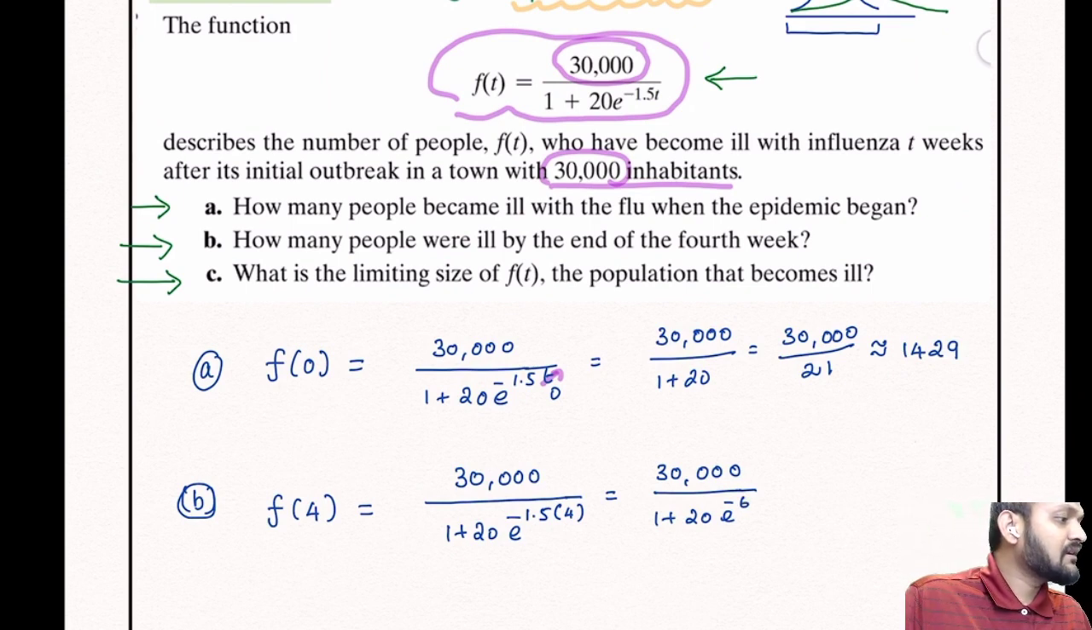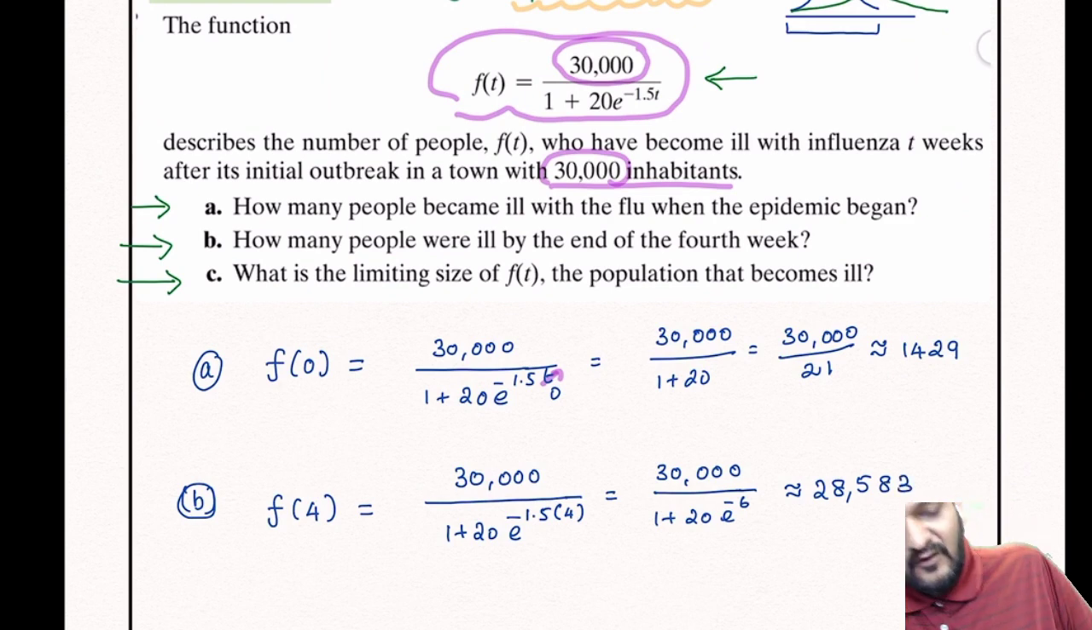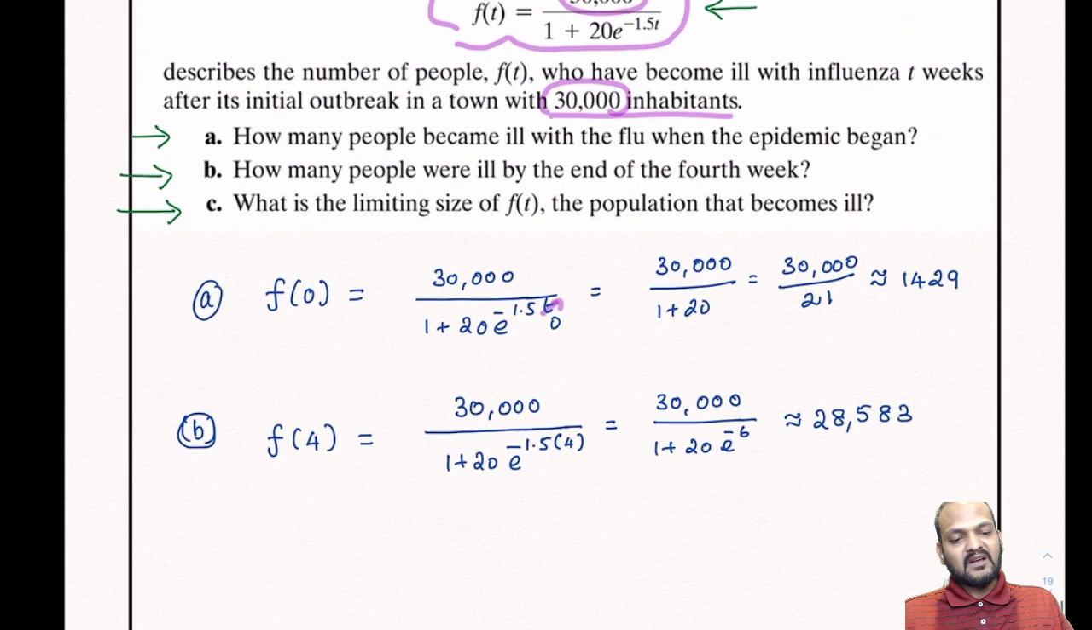So when you do that, what are we going to get? You're going to get approximately 28,583. So that's basically pretty much everybody, right? After 4 weeks, pretty much everybody got infected with that particular model.